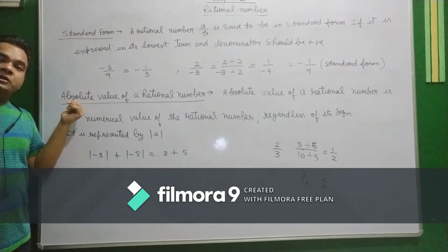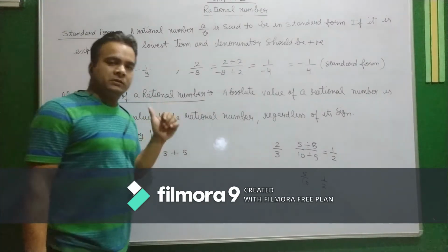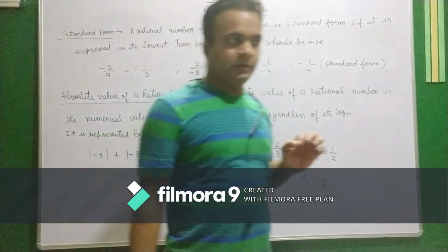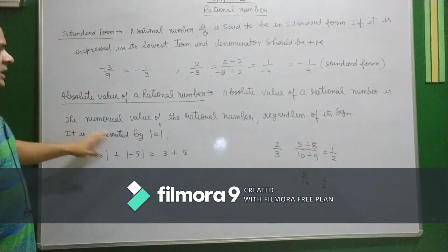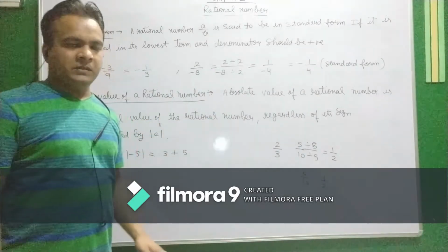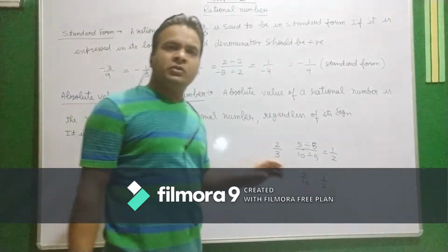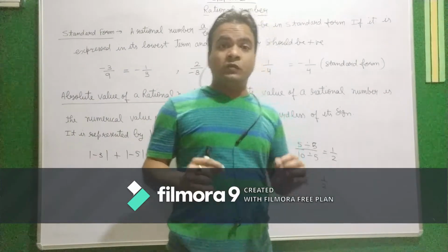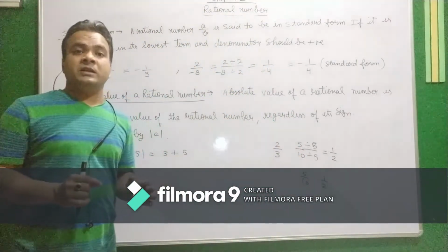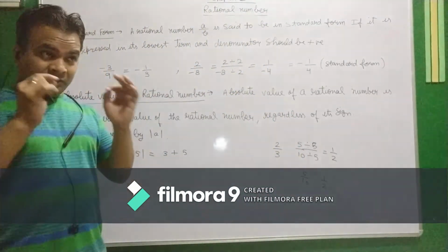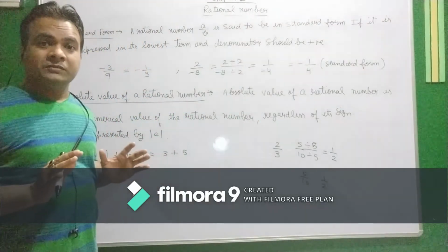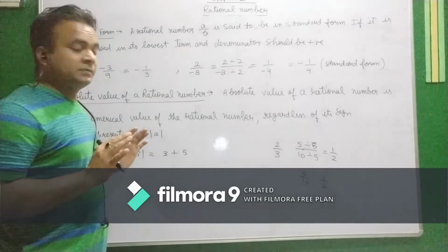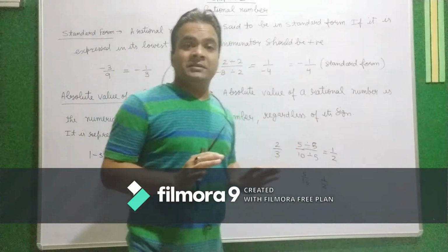Now the next heading is absolute value of a rational number. What do you mean by absolute value? Absolute value of a rational number is the numerical value of the rational number. Why are we saying numerical? Because numerical means we will not consider the sign. We will not see plus or minus, nothing. No sign we will consider, regardless of its sign.